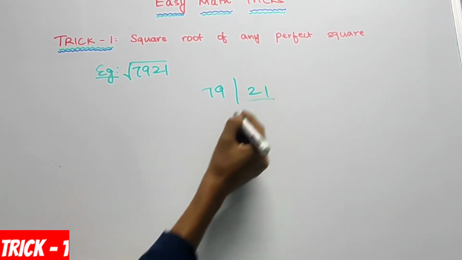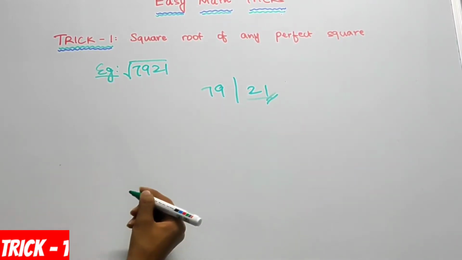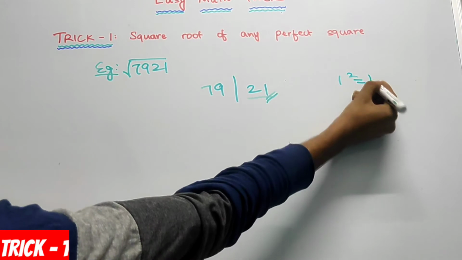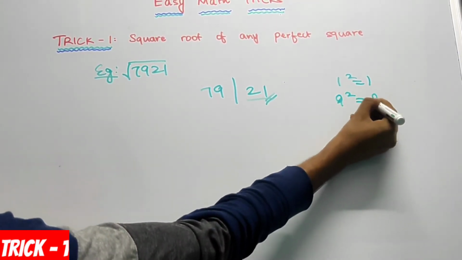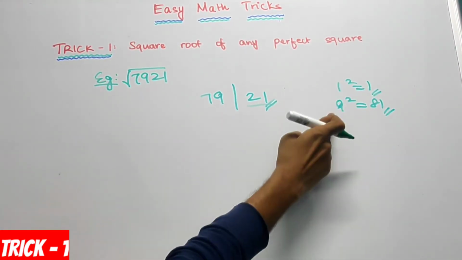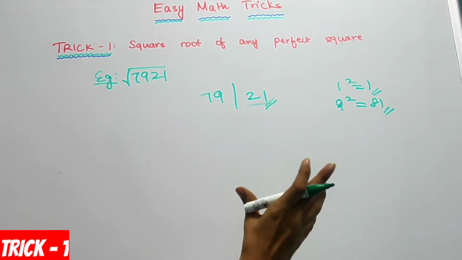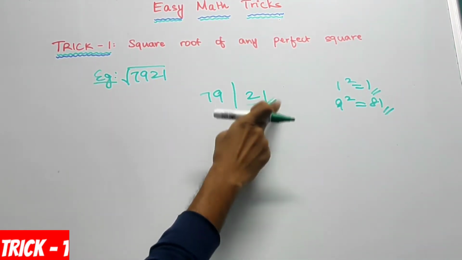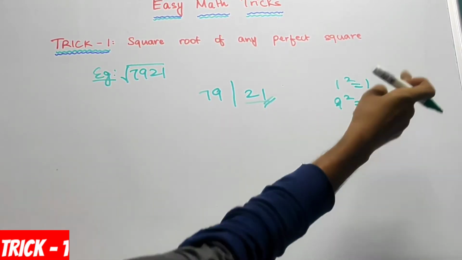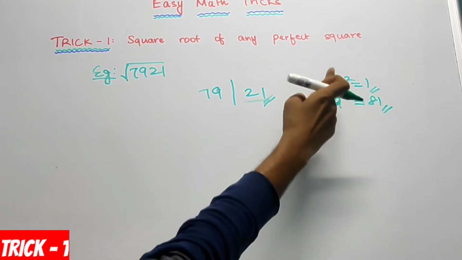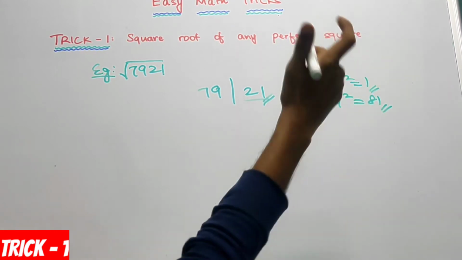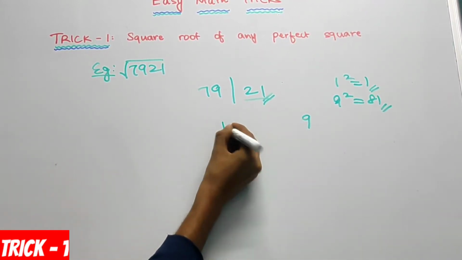In order to obtain the units digit of the answer, we have to take the second part. As you can see, that part is 21 and the units digit of 21 is 1. Now 1 square is equal to 1, 9 square is equal to 81. In both cases we get a 1 as the units digit. So 1 and 9 may be the units digit of your final answer. Since the units digit of this part is 1, and both 1 square and 9 square have a units digit of 1, you write 1 and 9 separately like this.